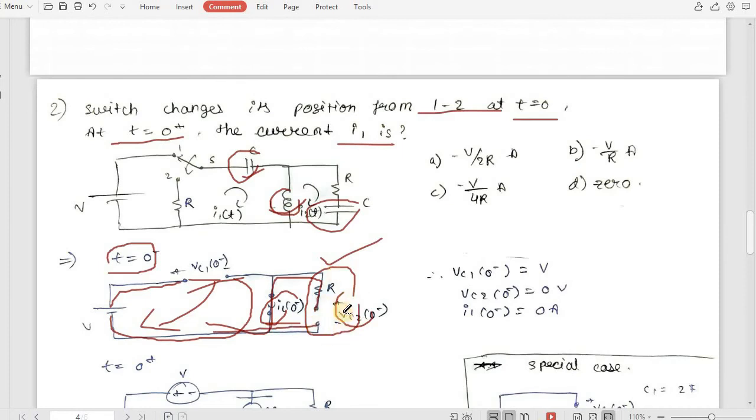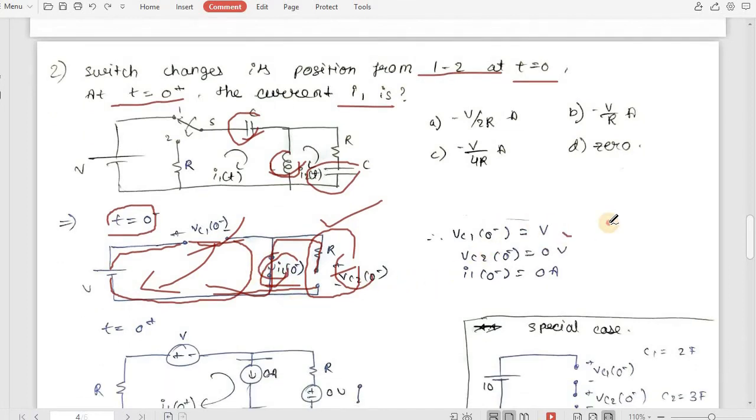Okay, so here we will have only 0 volt, here we will have V volt, here we will have 0 ampere. Okay, Vc1 is V volt, Vc2 is 0 volt, I1 0 minus is 0 ampere. Okay, now t equals to 0 plus.